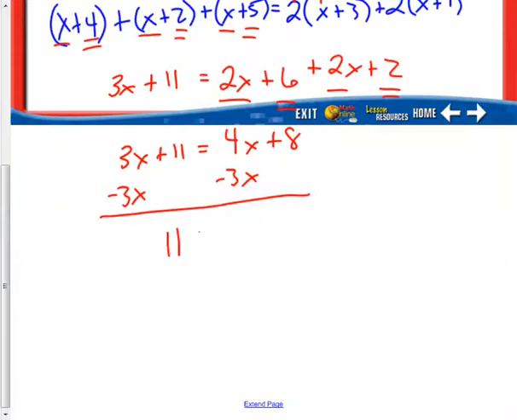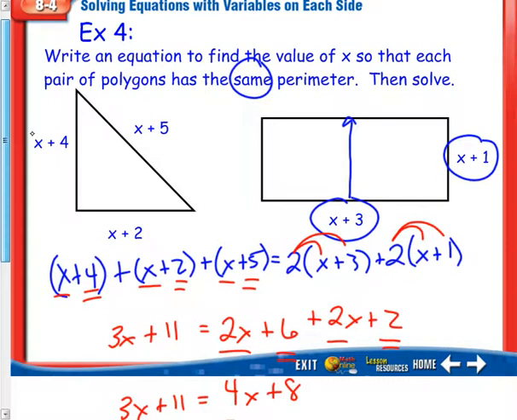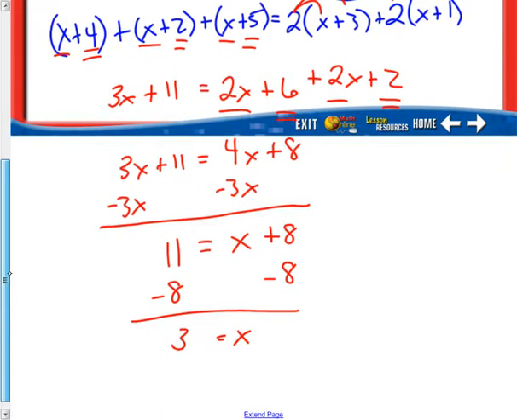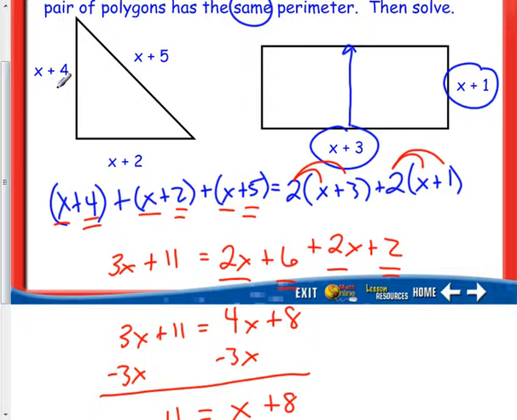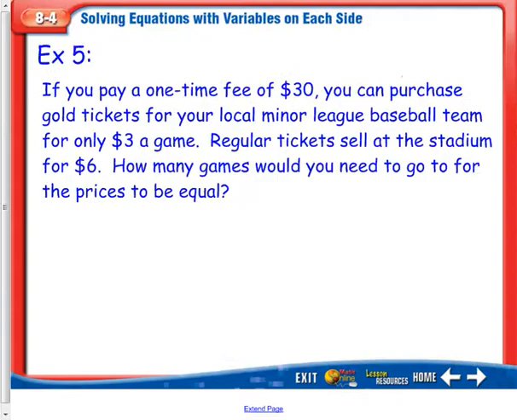Okay, so we're just left with the 11 over here, and I'm left with just plain x, which is great, because then we don't have to divide by anything. And now let's get rid of this positive 8, so we subtract 8 on both sides, and so x equals 3. Okay, and so to solve for x so that both perimeters are the same, we need x to be equal 3 in order for both perimeters to equal the same here. And since that is just an expression, we're not going to include any units at all because it's x plus 4. That's an expression right there. So we're not going to worry about any units for this problem.